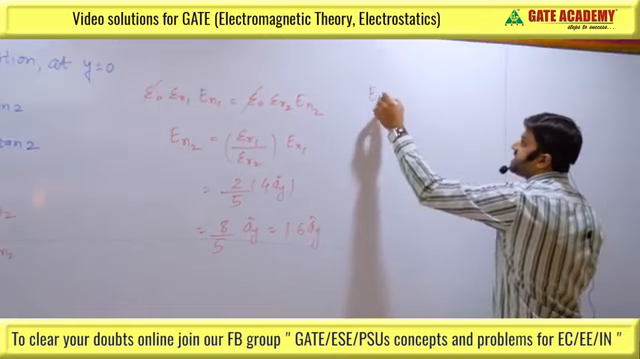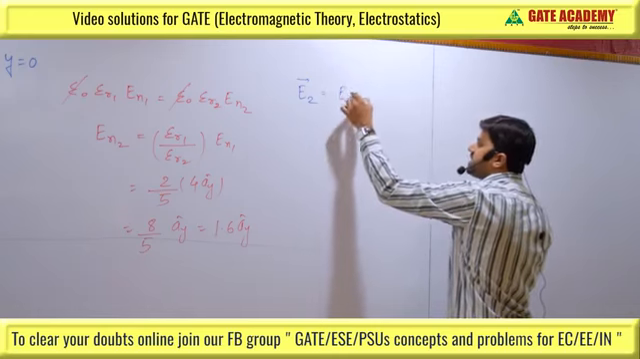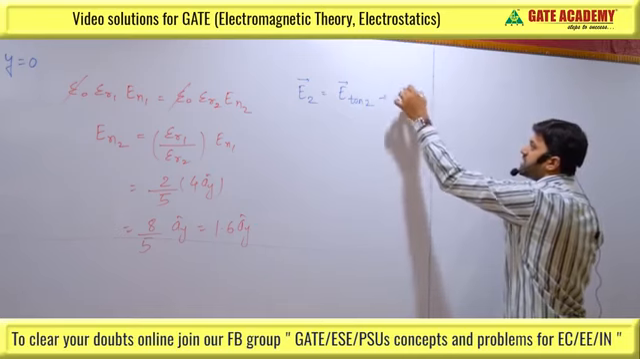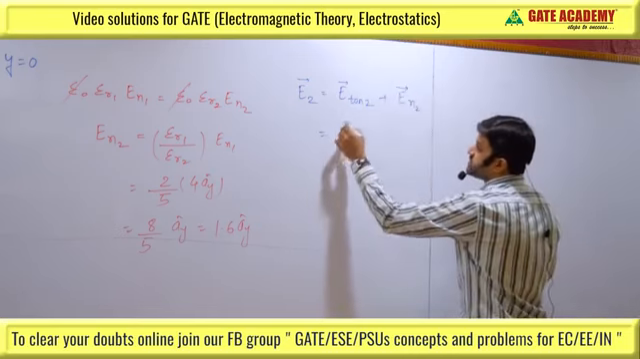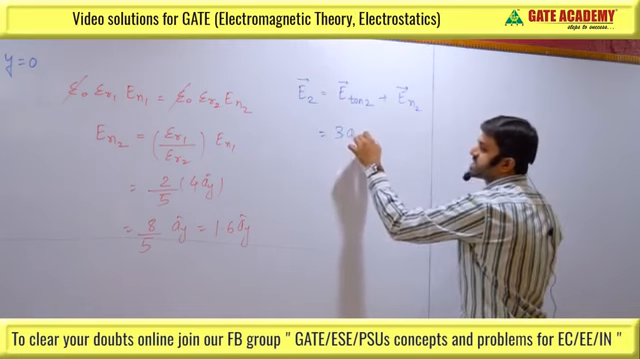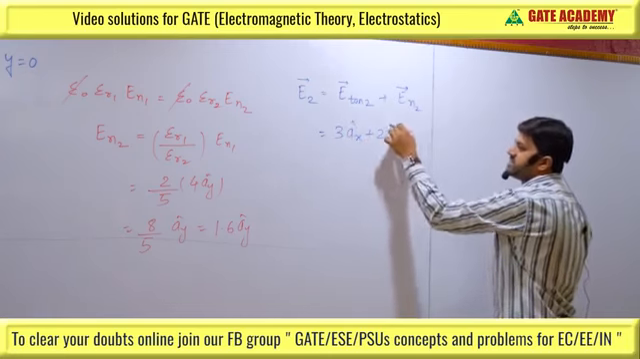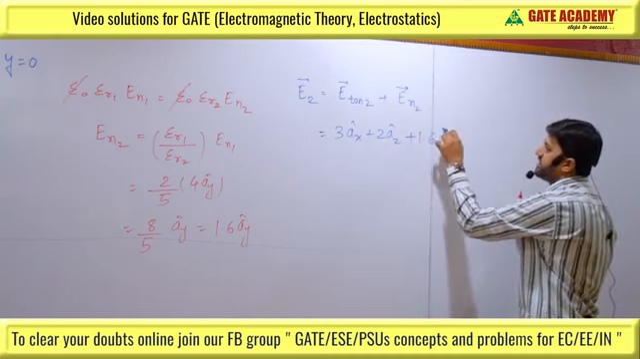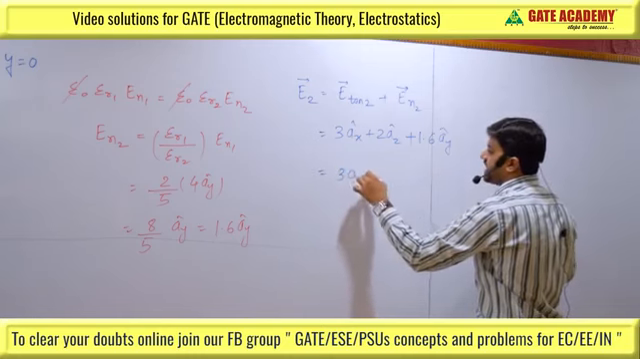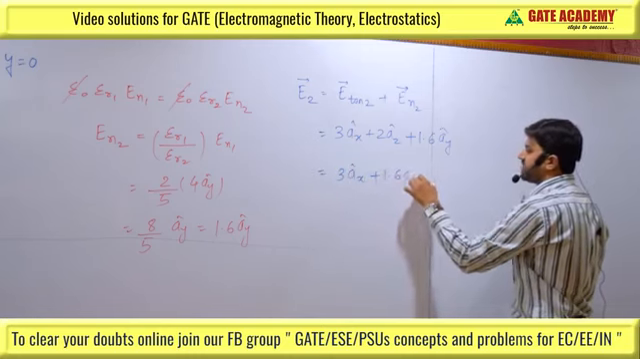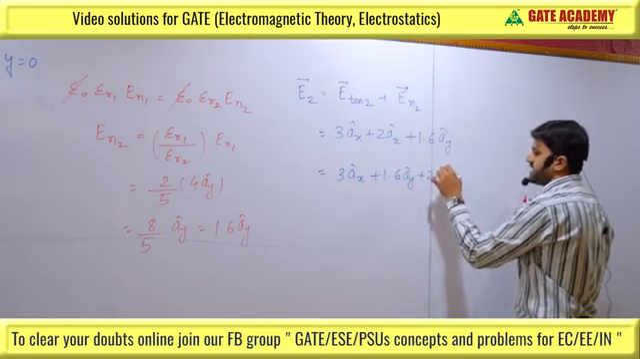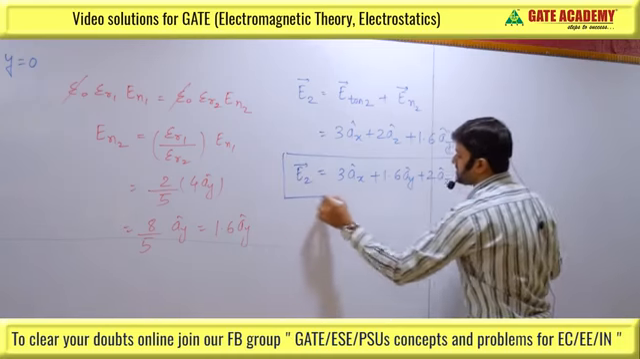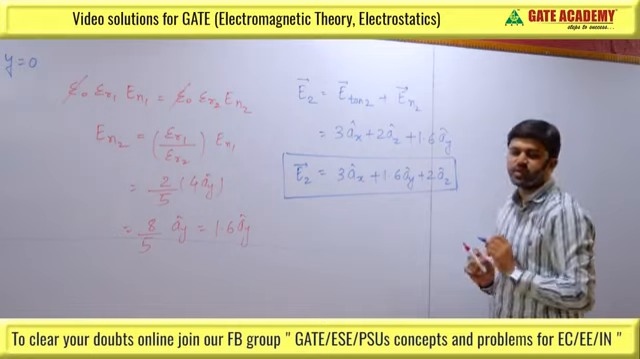So the electric field in region 2 will be the sum of the tangential component in region 2 and the normal component in region 2. The tangential components are 3ax plus 2az and the normal component is 1.6 ay. So we will get 3ax plus 1.6 ay plus 2az. So the electric field in region 2 will be 3ax plus 1.6 ay plus 2az.